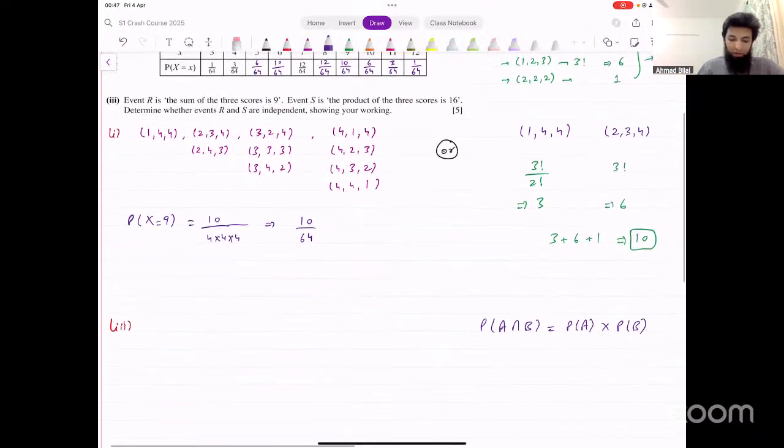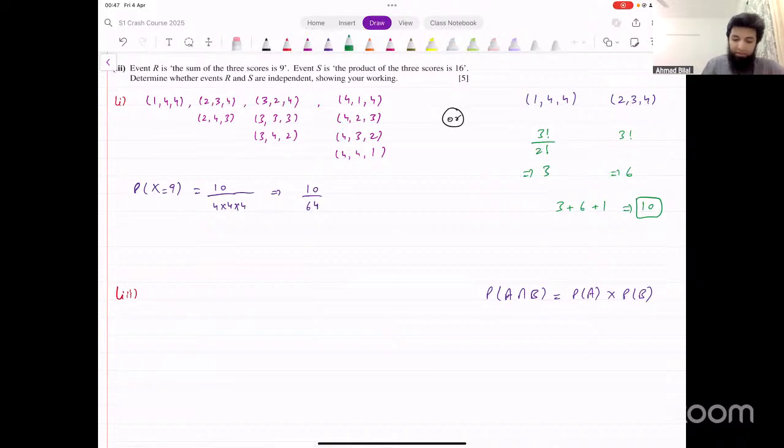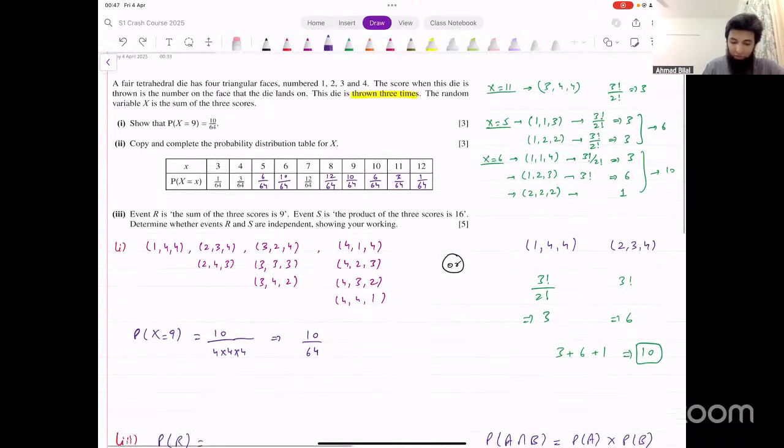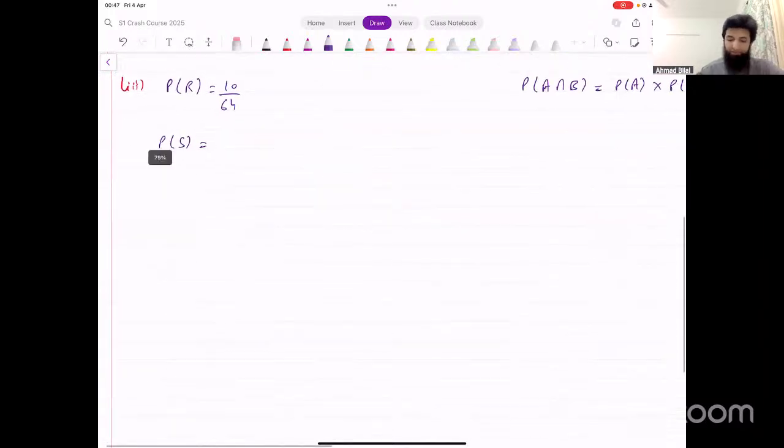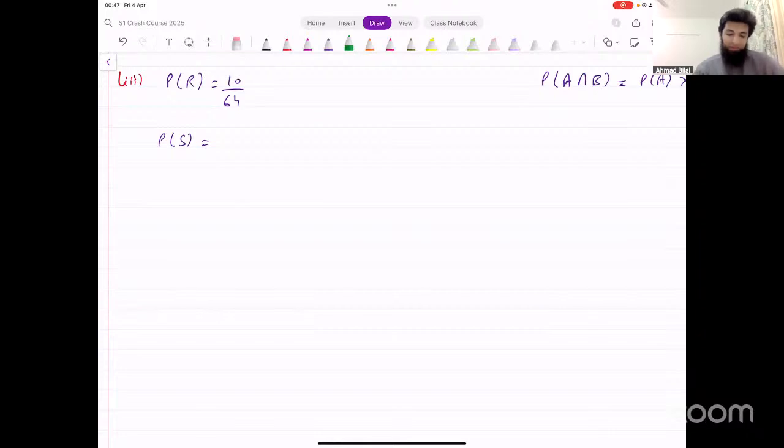What 2 events are we talking about? There's event R, that the sum of the 3 scores is 9. Do we know that probability? That's 10/64. So probability of R is 10/64. Then there's another event that the product of the 3 scores is 16. Let's find that probability as well. How can you get a product of 16? What are the factors of 16? 1, 2, 4, 8, 16.